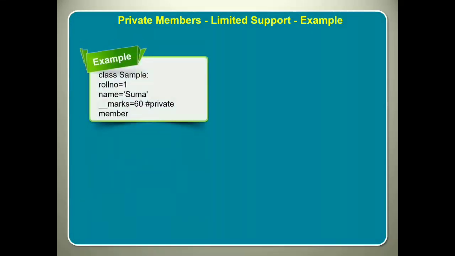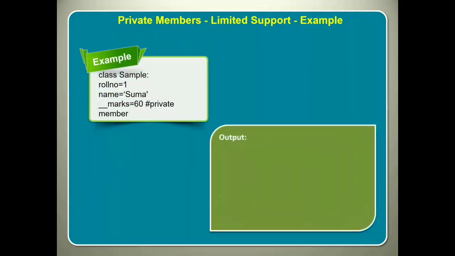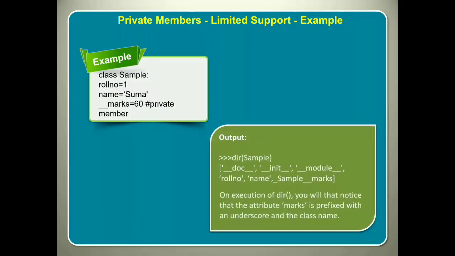Let us take a look at an example to understand the private members concept. On execution of the dir function, you will notice that the attribute marks is prefixed with an underscore and the class name.